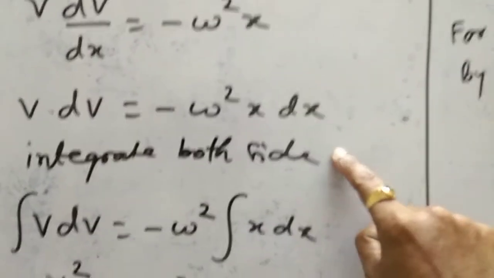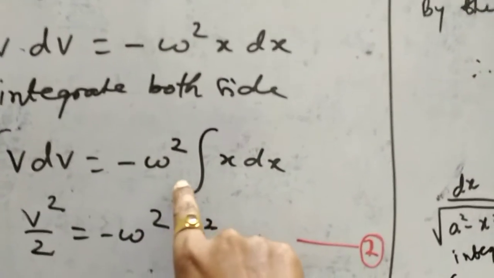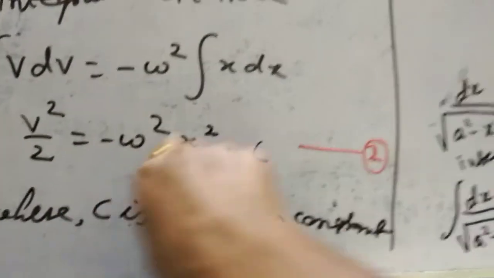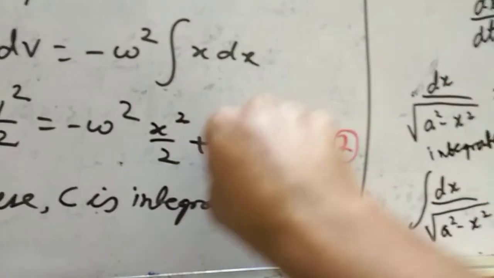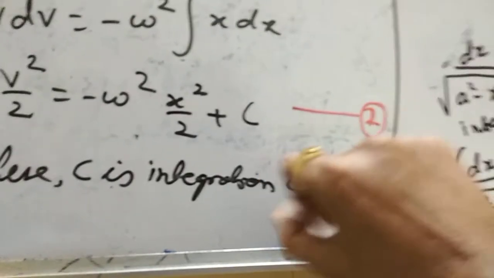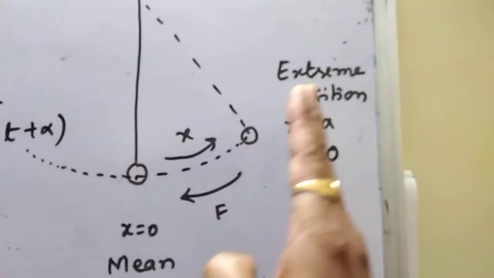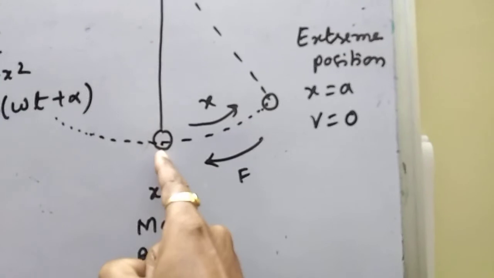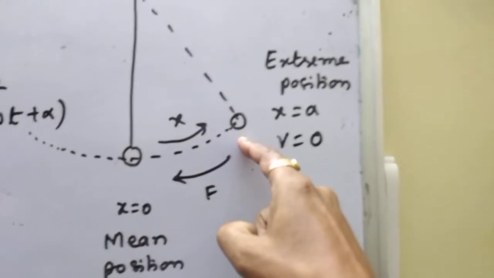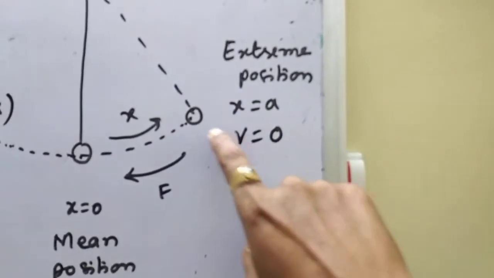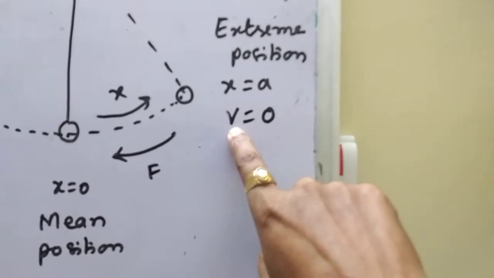Now integrate both sides. Integration of v dv is equal to minus omega square integration of x dx. But we know that integration of v dv is v square by 2 is equal to minus omega square x square by 2 plus c, where c is the integration constant and its value is determined by considering the extreme position condition. What is the extreme position condition? When a body performs oscillatory motion, the maximum displacement from the mean position is called amplitude. At the extreme position x is equal to a, and the velocity of the body is equal to 0.